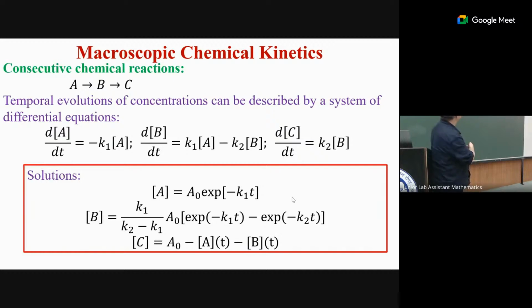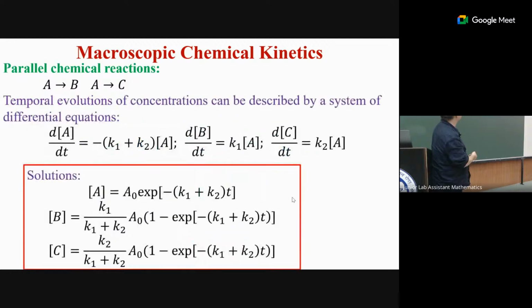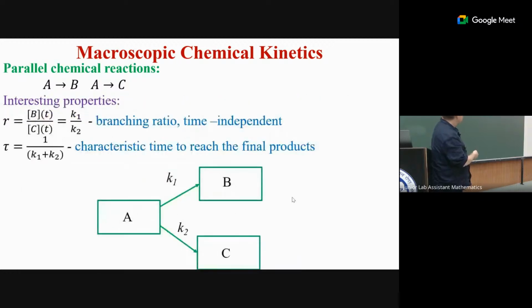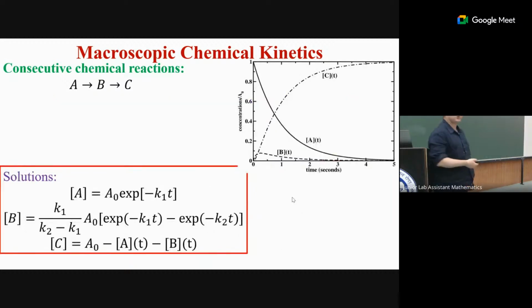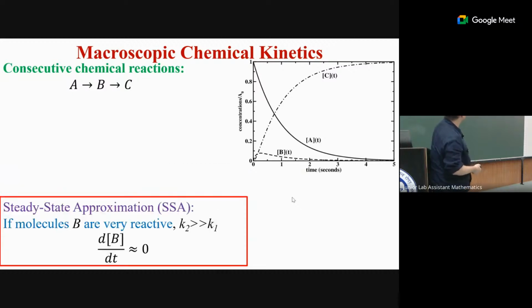So let's go to another chemical reaction, consecutive chemical reactions. Suppose A goes to B, B goes to C. Again, rate K1, rate K2. Again, you can solve it. And by the way, this is not the same as a parallel reaction. It's not the same as this one. You can solve it, and probably the easiest thing is to look at the graph. The compound A is exponentially decreasing. Compound B first increases, then decreases. And compound C is always increasing. So that's a solution of this chemical kinetic system here.